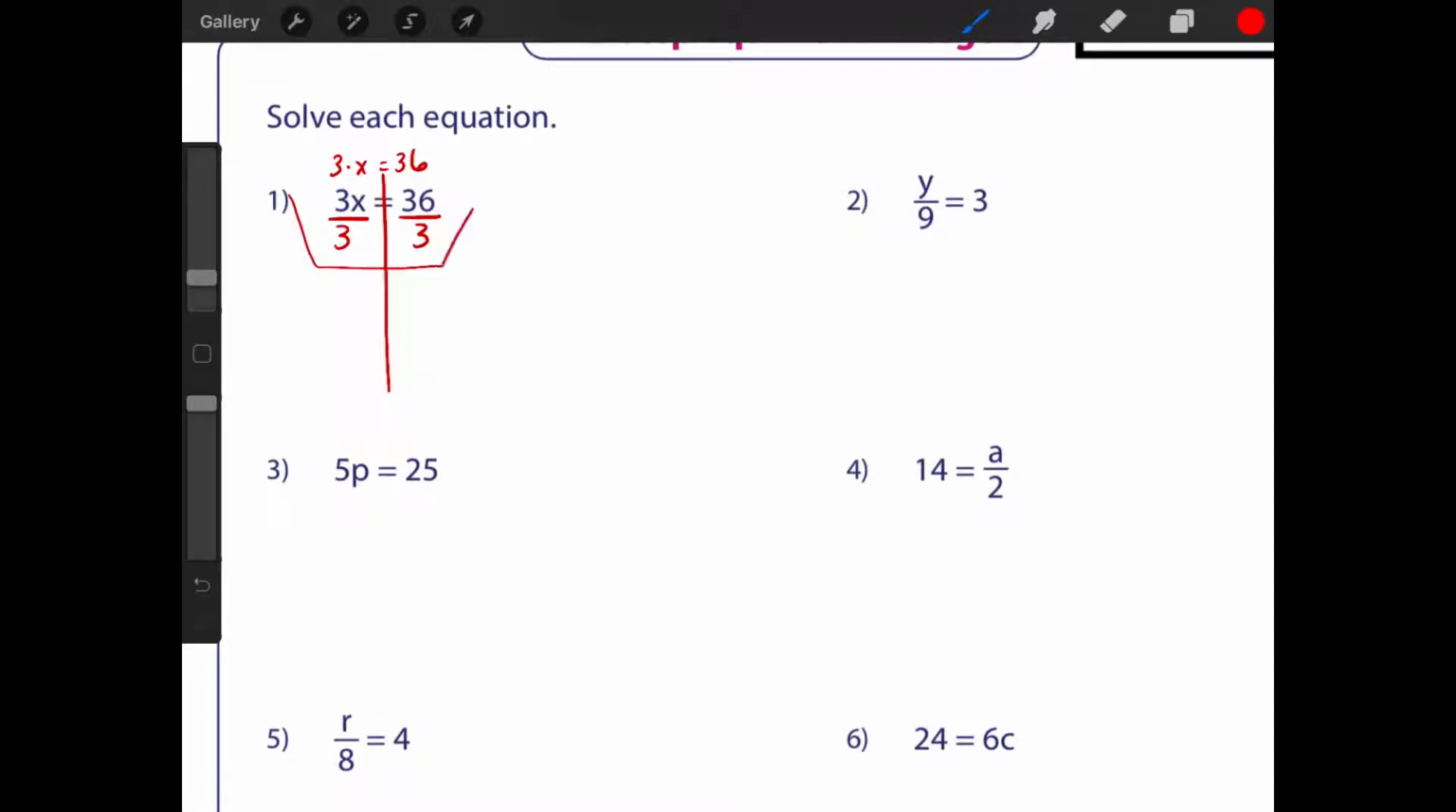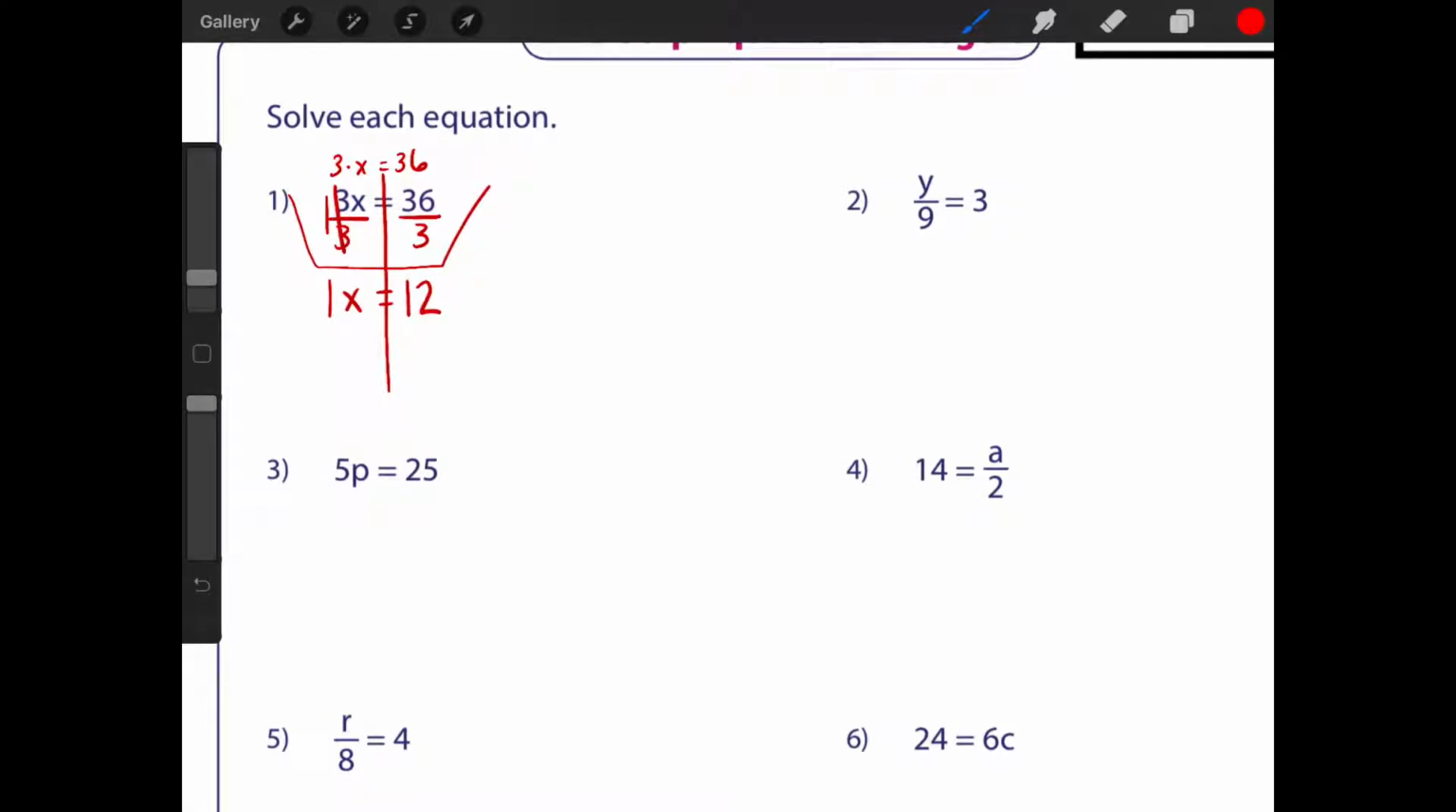So what I do to one side, I have to do to the other to keep it balanced. So 3x divided by 3, that 3 simplifies to just 1. So I'm left with that 1x equals 36 divided by 3. If you have to do it in your calculator, go ahead and quickly plug that in. But I know that 36 divided by 3 is 12.